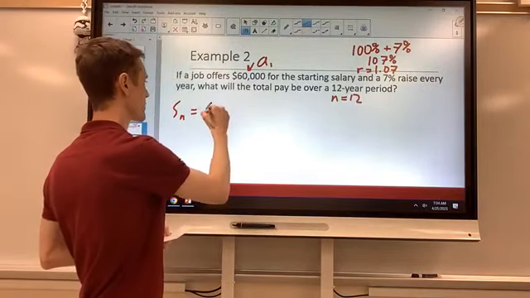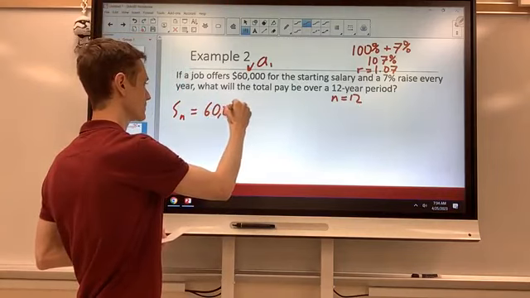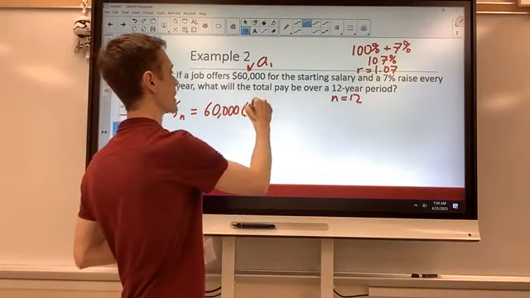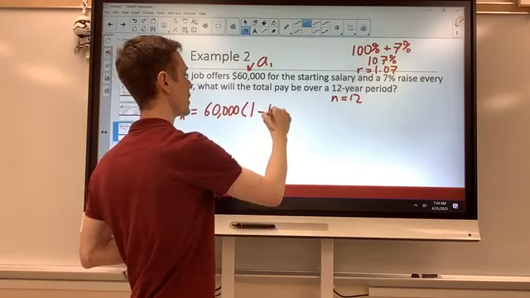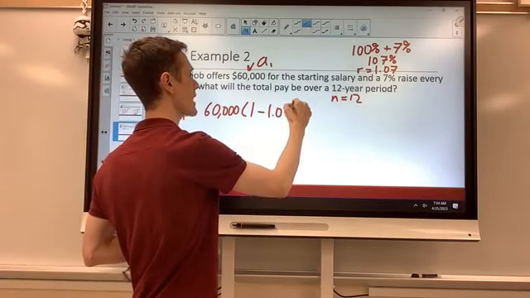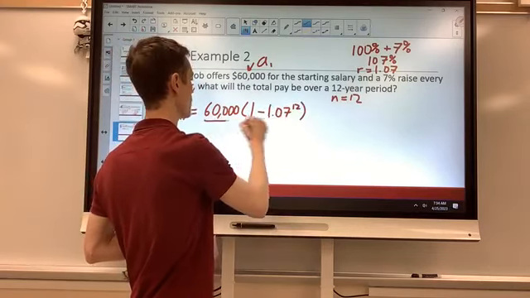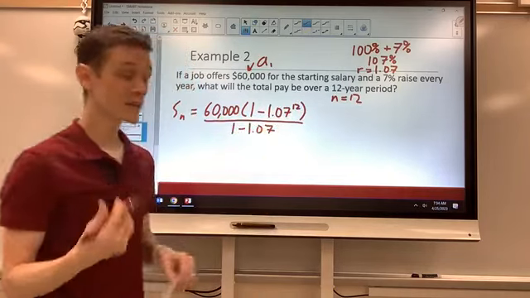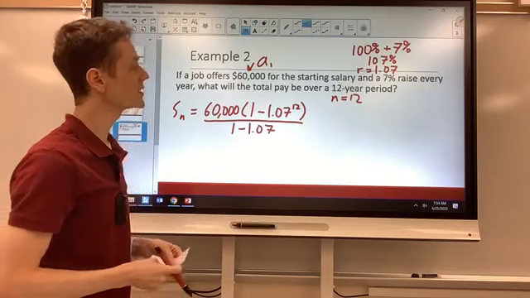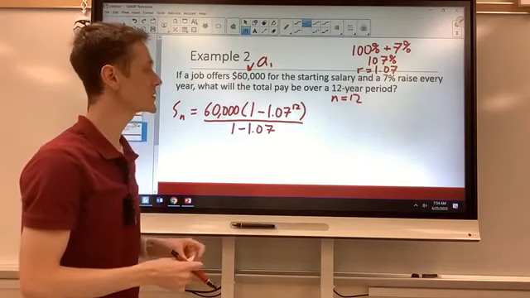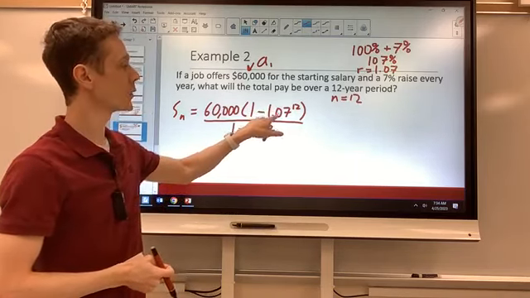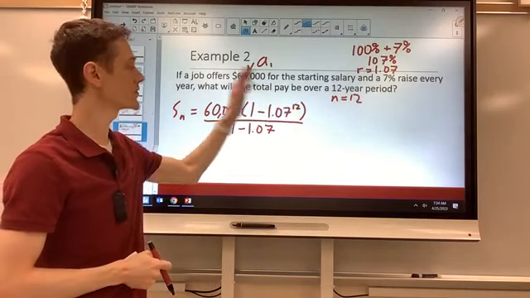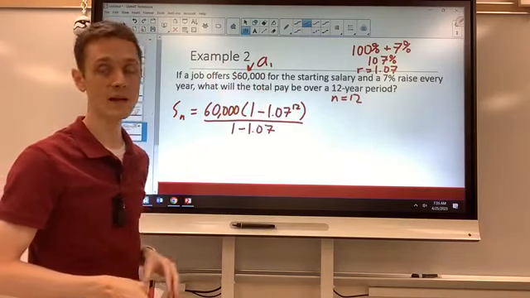So my initial value was 60,000. And then remember, we're multiplying by 1 minus r to the n over 1 minus r. So you want to be careful at the order that you type these things in, because we have to follow order of operations, PEMDAS. So I need to make sure that I'm doing the 1.07 to the 12th power first, and then I can do 1 minus that number.